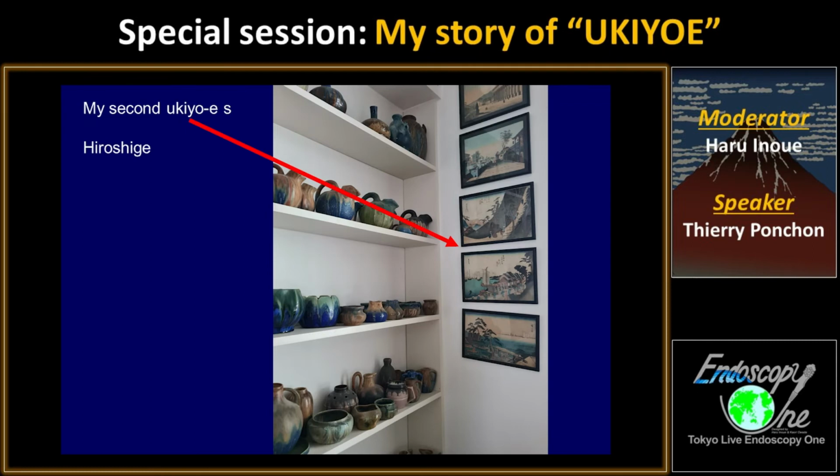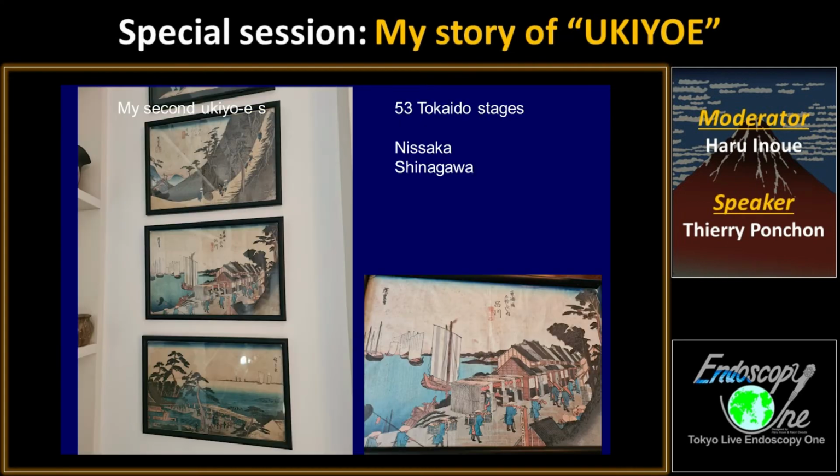Second, ukiyo-es, also Hiroshige. I bought this one at a flea market. If you have a look at this one, you see the different stages of Tokaido. Tokaido was the road between Edo and Kyoto. And these are well known: Nizaka, Shinagawa, close to Tokyo, south of Tokyo.